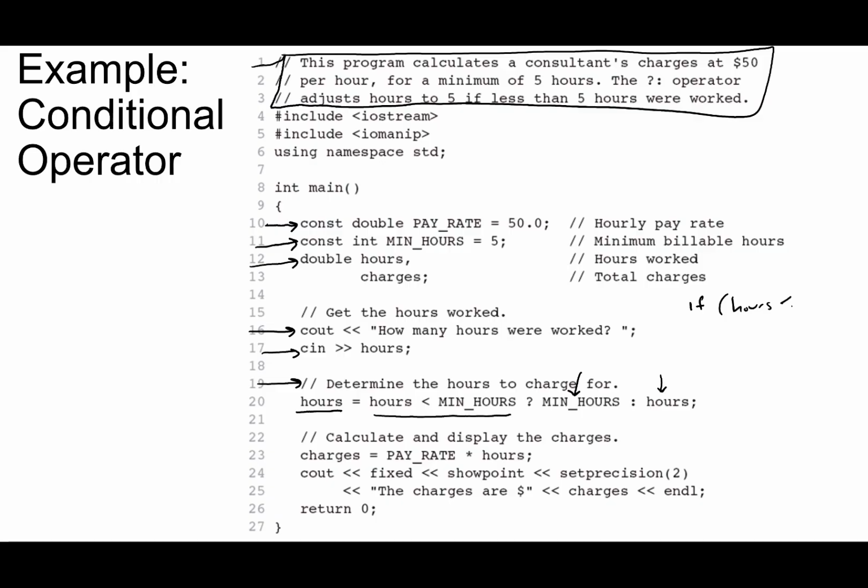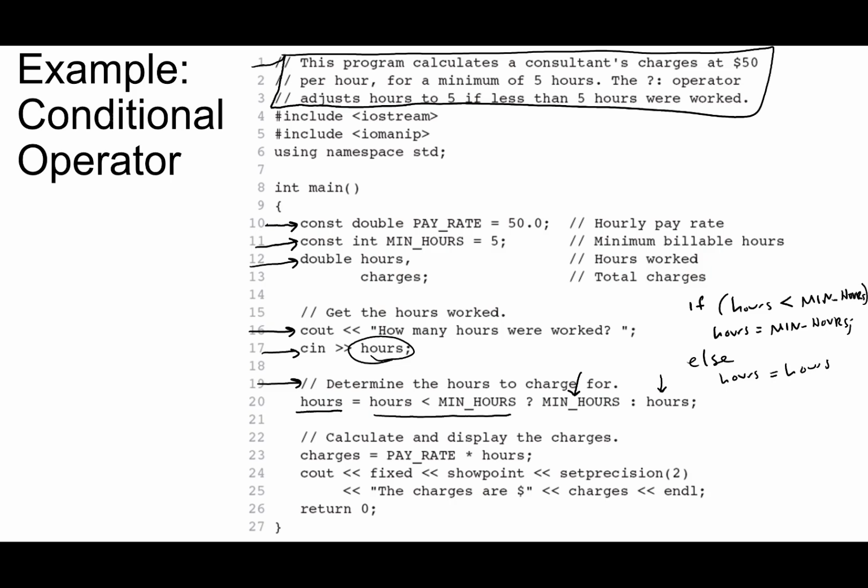hours is less than min hours, hours equals min hours. So in other words, if they entered, say, 3 for hours, so right now hours is equal to 3, then this is going to change, this is going to store the minimum hours, which is 5, to hours. Else, if they entered more than 5 hours, then hours is simply equal to hours.